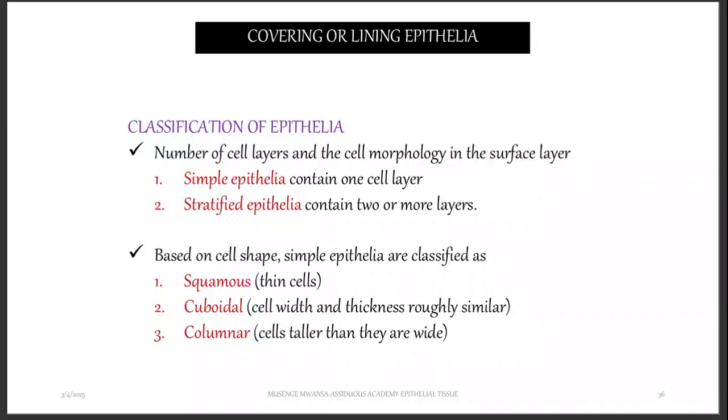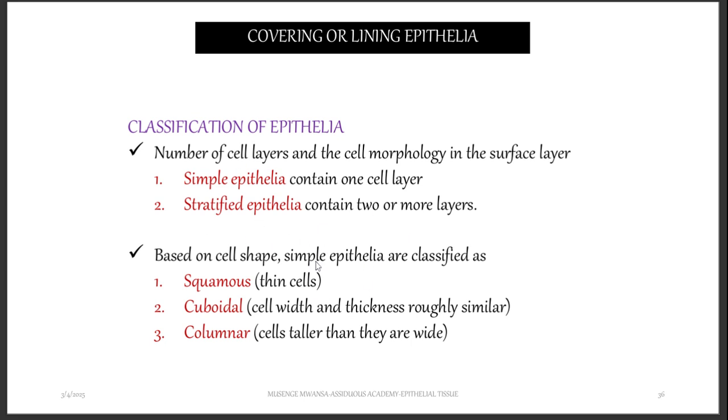Now epithelium is going to be classified depending on two things. Number one, the number of layers that epithelium is going to have, and number two, the shape of the cells. So depending on the number of layers, if you only have one layer, we call that simple epithelium. If you have more than one layer on top of each other, we call that stratified epithelium.